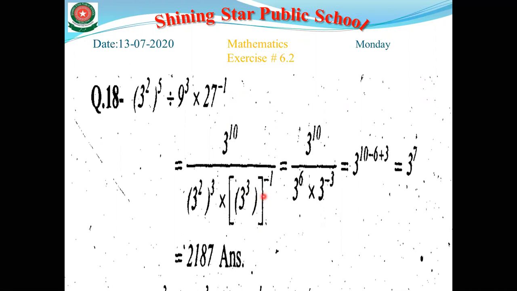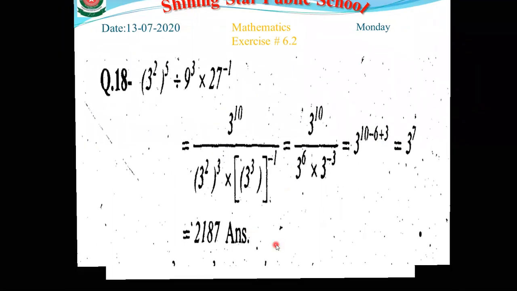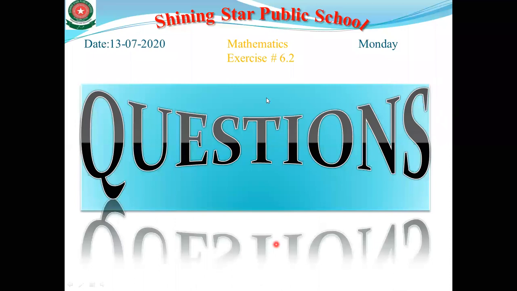Okay, now -1 multiply 3 -3, 3 2s are 6, bases are same, so we add the powers. 3 power 10 -6 plus 3. Why -6 plus 3? When we take 3 power plus 6 from the denominator to the numerator, its power sign will be changed. Plus 6 changes into -6, -3 changes into +3. So 10 minus 6, 4, 4 plus 3, 7. 3 power 7 is 2187. So now if you have any question, you can ask me for help.